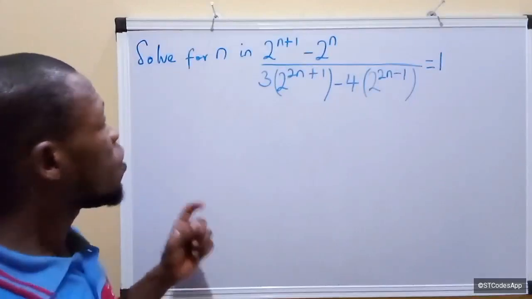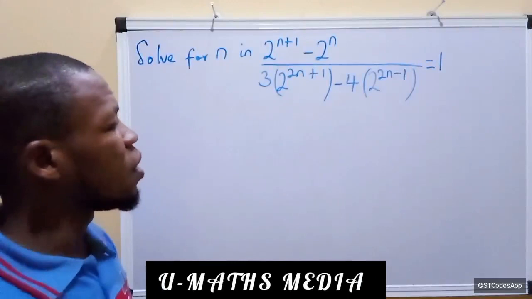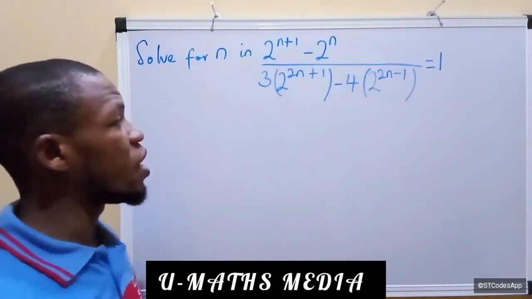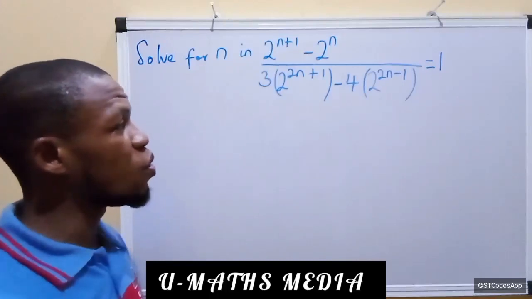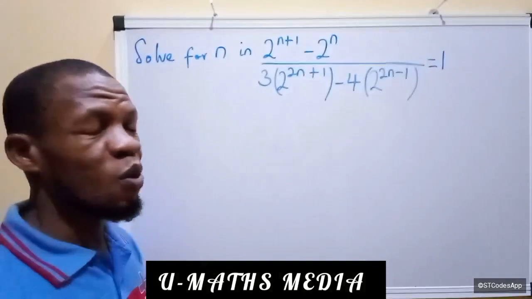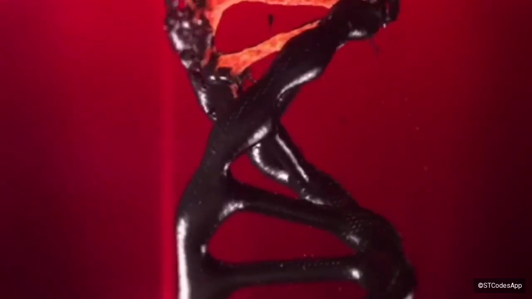It says solve for n in 2 raised to the power n plus 1 minus 2 raised to the power n all over 3 into 2 raised to the power 2n plus 1 minus 4 into 2 raised to the power 2n minus 1 all equal to 1. Maybe looking complex, but follow me while I simplify it.